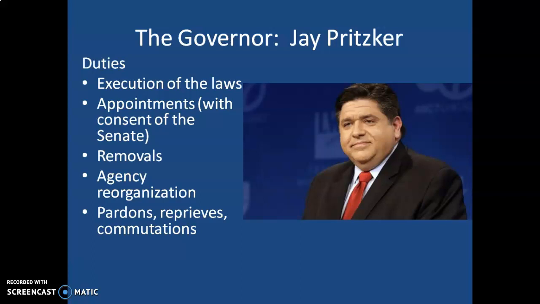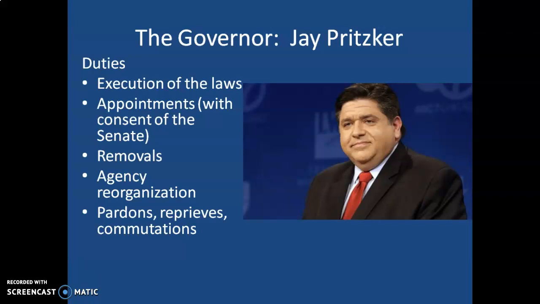And the final one is a commutation. A commutation is similar to a pardon. What happens in a commutation, though, is a person is released from his criminal sentence. He gets to get out of jail, but the big difference from a pardon is the record of his crime will remain.